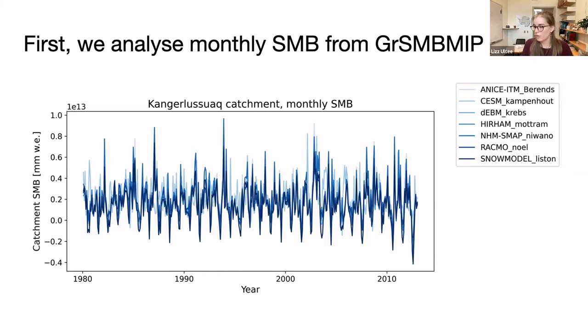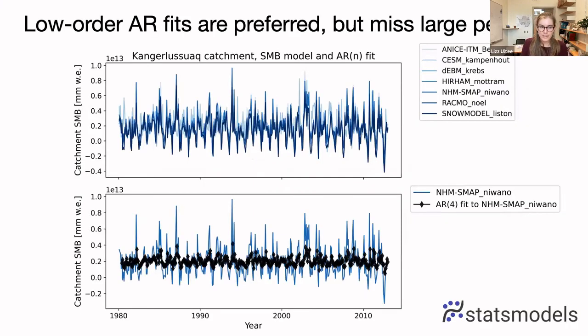And now I'm going to show an AR(n) fit to that. We have low order autoregressive fits are preferred in terms of Bayesian information criterion by a lot, but they still miss large peaks. So you see here the monthly series in blue of a single process model on the lower plot, and the AR4 monthly fit to it in black. It's missing a lot of peaks and troughs, and so we wonder if we can do better.